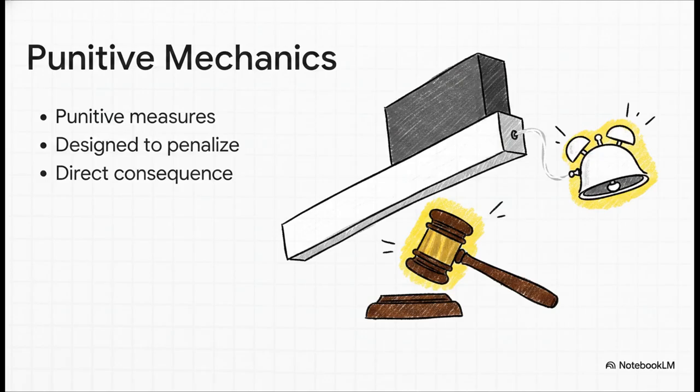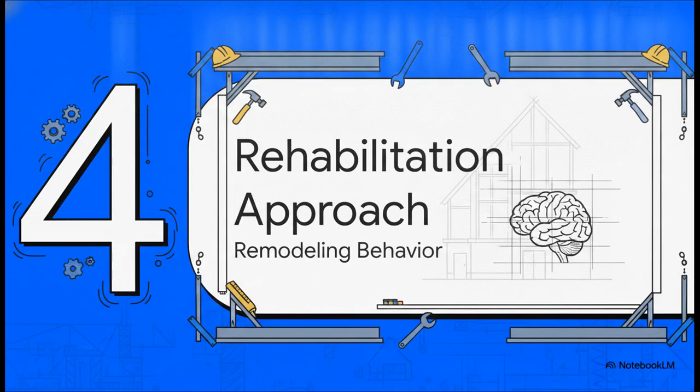If way too much weight is placed on a beam, an alarm sounds. In society, if a law is broken, the system of punishment triggers a direct, penalizing consequence to reestablish the weight and balance of that societal order. Now for a different approach. Section 4, the rehabilitation approach, remodeling behavior.